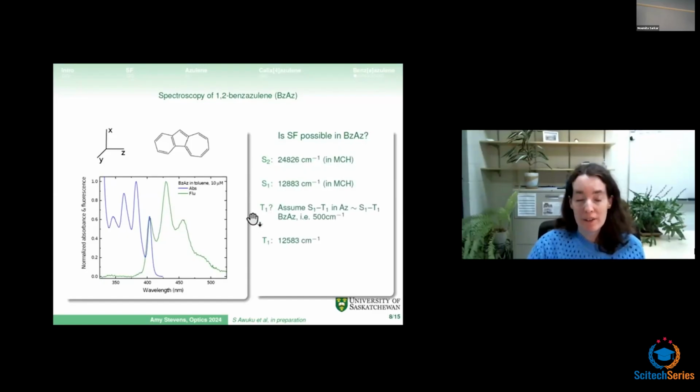For our triplet level, it's difficult to work out what this is because we can't see it. But if we assume that the singlet triplet gap is similar to what you have in azulene, then our triplet level is roughly 12,500 per centimeter, which means that when you take 2 times your triplet level, it is roughly equal to your S2. So this should show singlet fission.